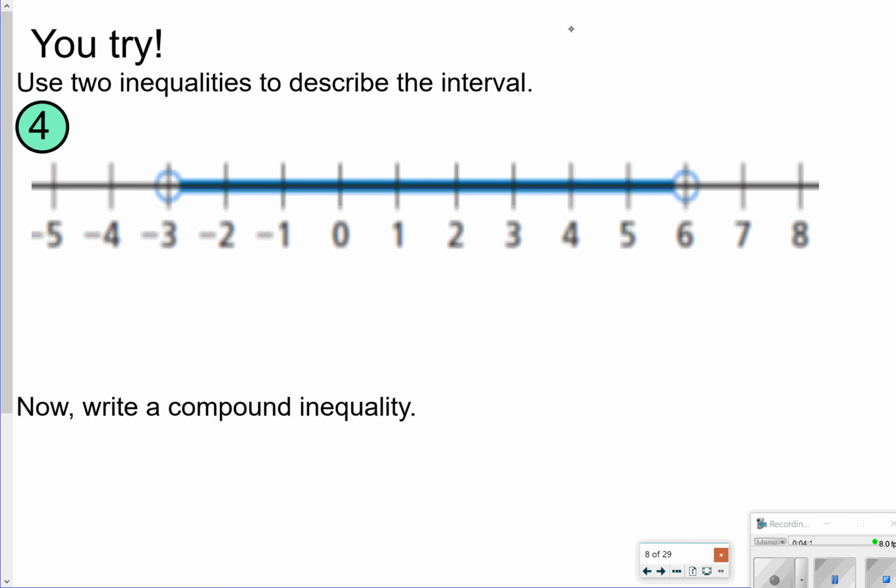Here's another one, so again, let's go ahead and try number 4. This is the last and example, and then we're going to try to see some ors.